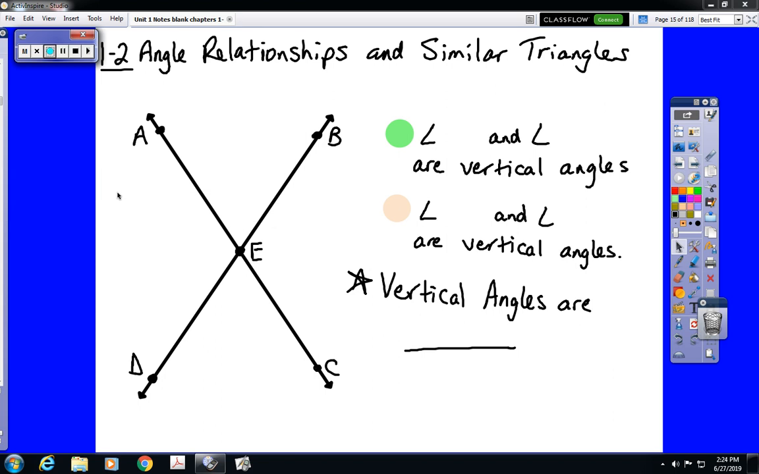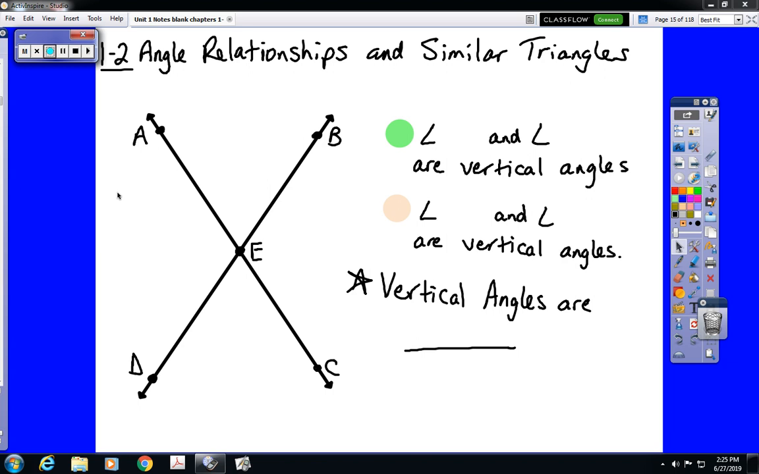Okay, this is the first video lesson for section 2 in your trigonometry book, which I've entitled Angle Relationships in Similar Triangles, because again we're going to review a large amount of information from geometry class that you're going to need to know here in trigonometry. So first off, here is a picture of two intersecting lines. These two intersecting lines intersect at point E, and they generate four angles: angle AEB, angle DEC, angle AED, and angle BEC.